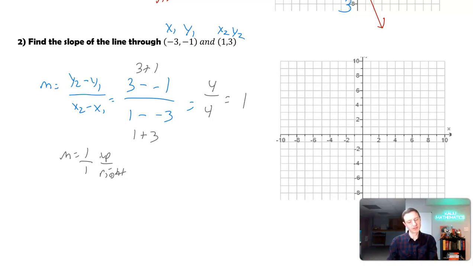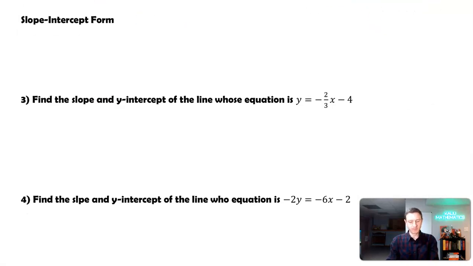Just be careful with the negatives there. Minus a negative 1, minus a negative 3 becomes plus 1 and plus 3. Slope-intercept form.